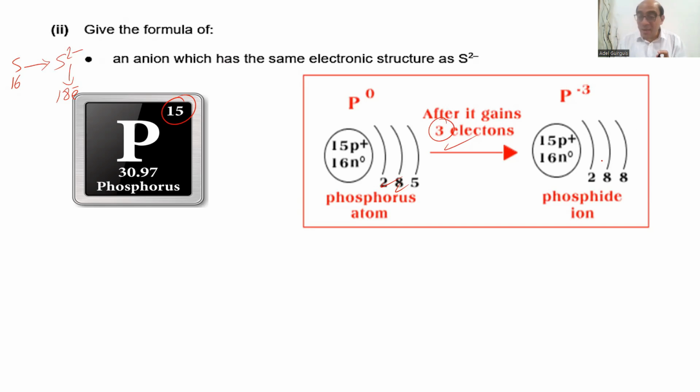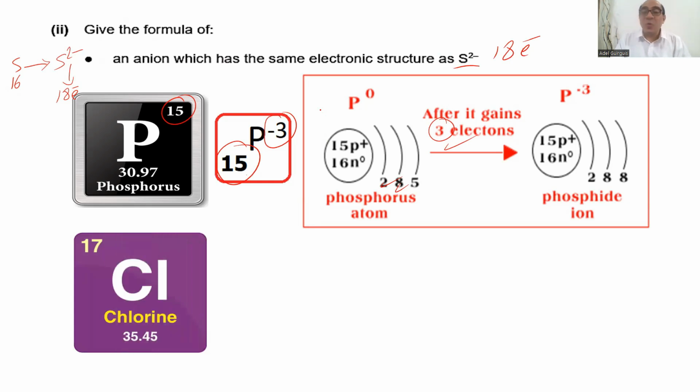Argon 18. So what about after gaining 3 electrons? Each phosphorus atom has 15 electrons in 3 shells, 2, 8, 5. Now 2, 8, 8. So the total number now equals 18 electrons, like the sulfide ion with 18 electrons. This is an anion. Another example.